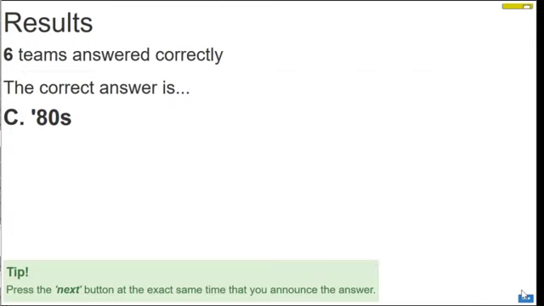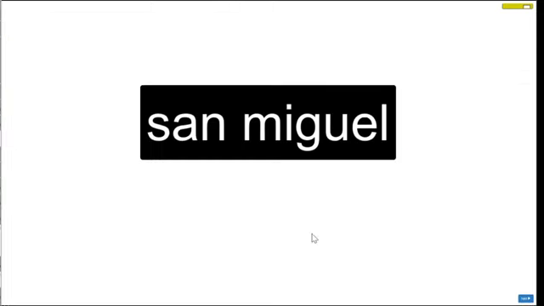6 teams answered that one correctly. Could it have moved your position? The correct answer is C, 80s. The fastest correct answer, gaining them bonus points, is going to the San Miguel.